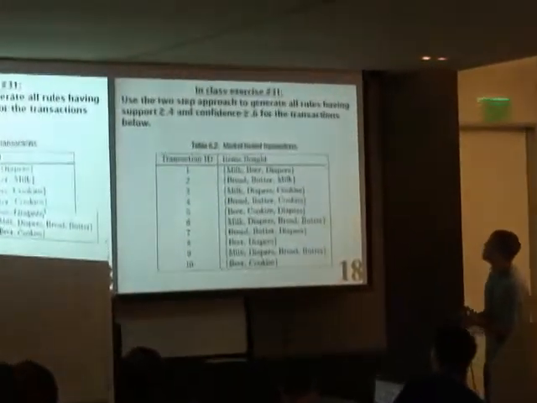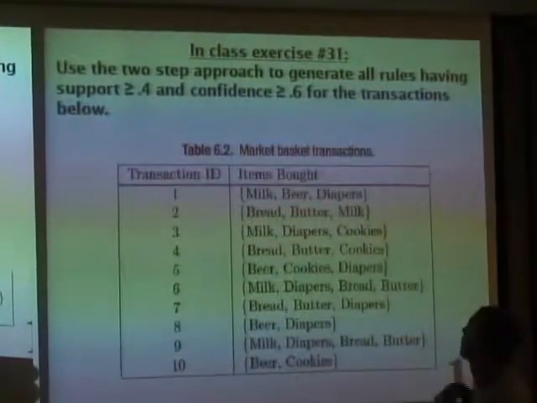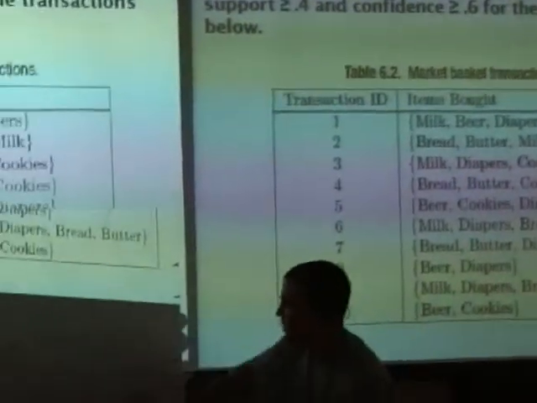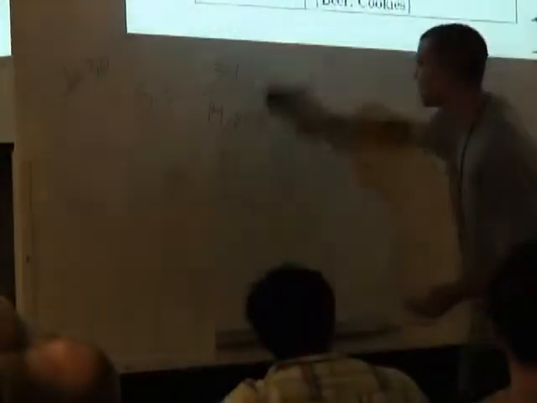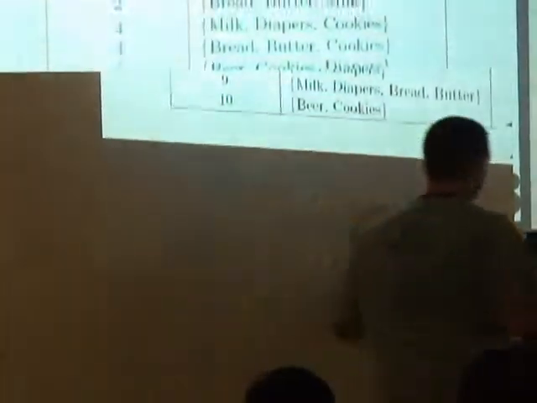So it says, use the 2-step approach to generate all rules having support at least 0.4 and confidence at least 0.6. So the question is, what item sets should we start with? Well, first of all, you don't need to look at the singletons, right?